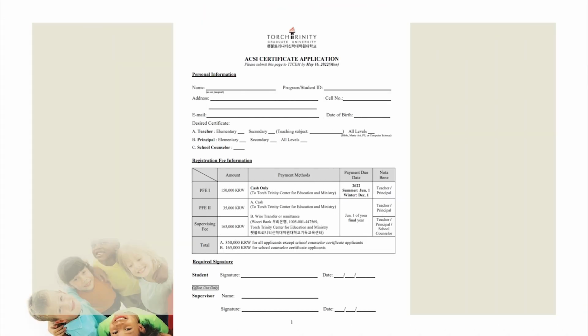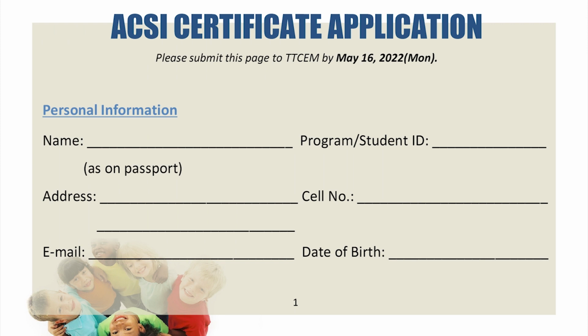What you see now is our ACSI certificate application form, and there are 3 sections, and we are going to take a close look at them one by one. The first section is about your personal information, and I want you to note that when you write your name, you need to write your name as on your passport. Please remember that.